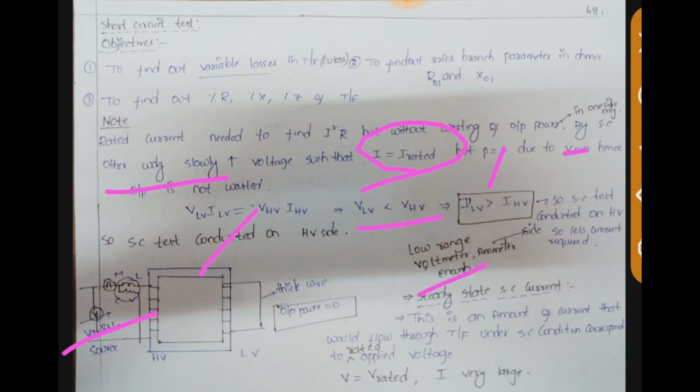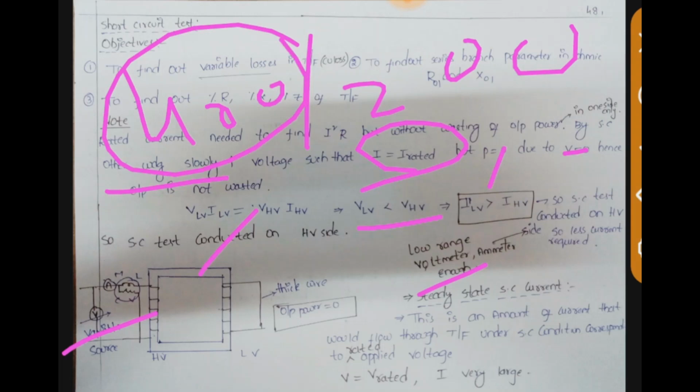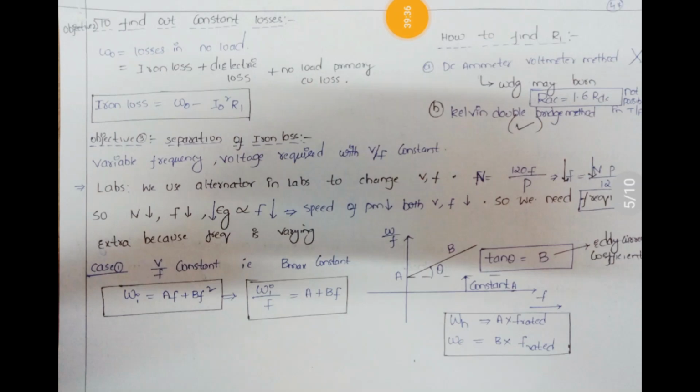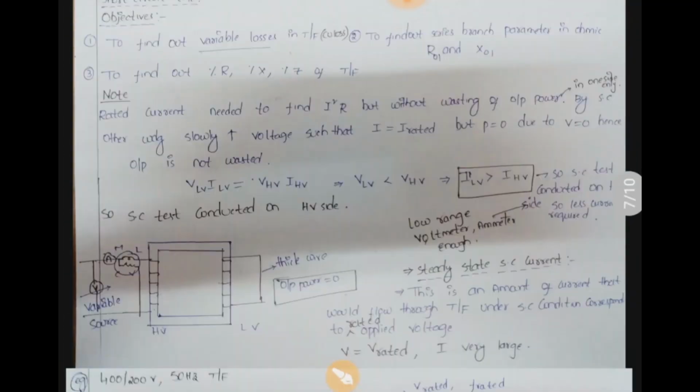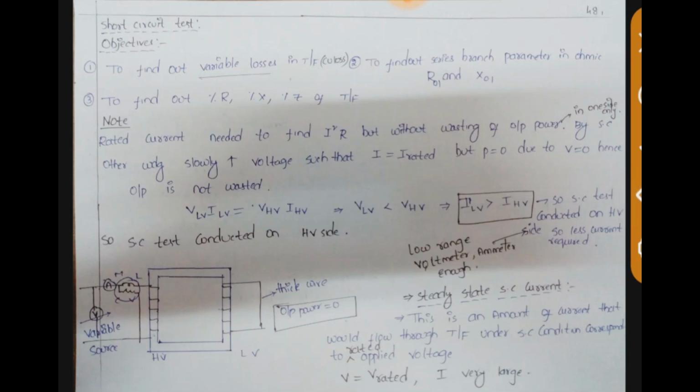One term is steady state short circuit current. Steady state short circuit current means, suppose we apply rated voltage, suppose a 400 by 200 volt transformer is there, and we are doing it at HV. If we apply 400 volt, the current which will flow is called steady state short circuit current. This is much higher, because see, we have short circuited, load resistance is not there, winding resistance is very less. Since I have told you, you are using the Kelvin double bridge method, it itself says that resistance is very less. Since the resistance is very less, if you apply rated voltage here, the transformer will burn.